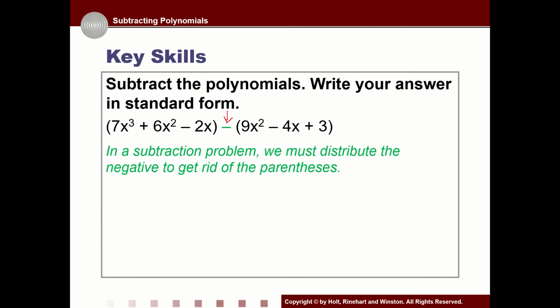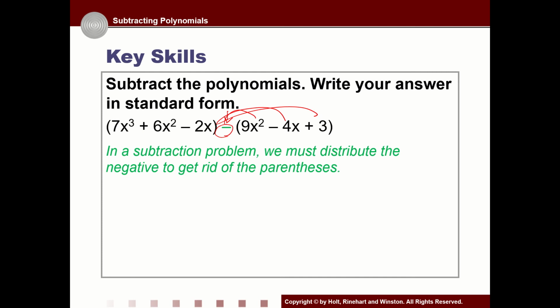In a subtraction problem, we can't just drop the parentheses. If we do that, then we are changing the value of the problem. We don't want to change the value. We want to work through it and rearrange things. So to do that, we have to distribute the negative. And when I say the negative, that's this minus sign. We are going to distribute that to everything over there. That will allow us to get rid of the parentheses.